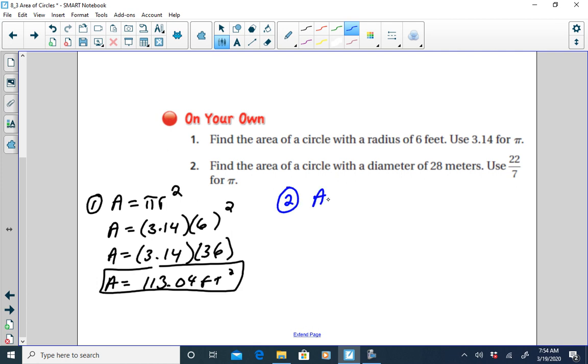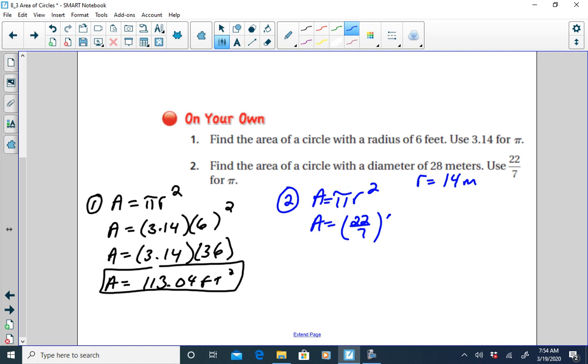Write our formula. Area is going to be pi times the radius squared. Area is going to be, we're told to use 22 over 7 for pi, so I'm going to replace pi with 22 over 7. The radius here, well, if we're told the diameter is 28, we need to take half of that diameter to find the radius, so the radius is going to be 14 meters.